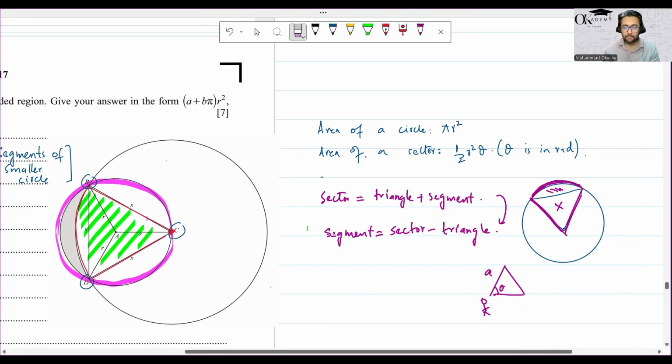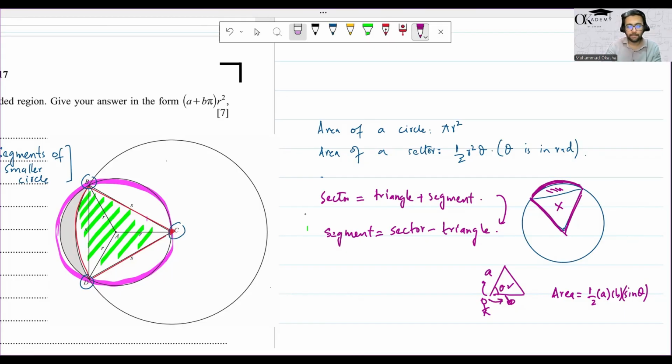then the formula of the area of a triangle will be equal to 1/2 A B sine theta. Essentially, these sides and the included angle. If you have that, you can work out the area of a triangle. So these are the formulas. These are all the formulas that we'll be needing, because we're dealing with area of a circle, area of a sector, and area of a segment.